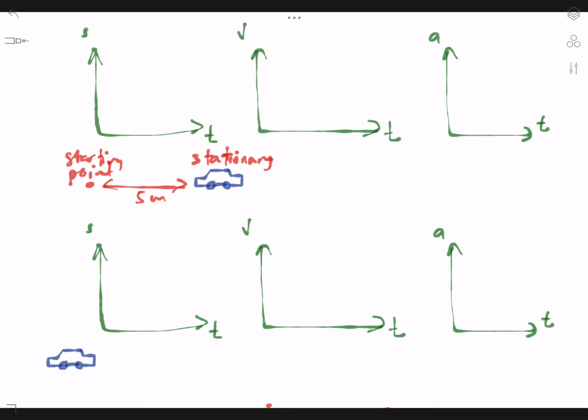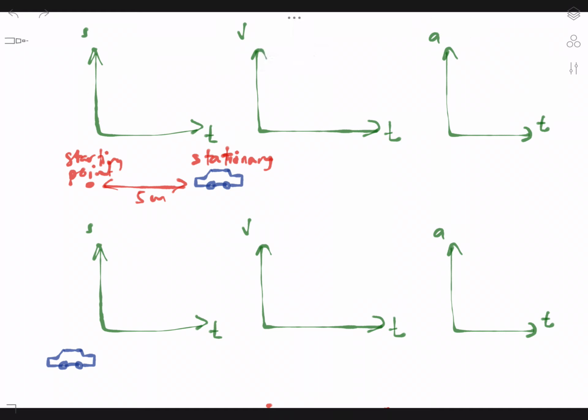Assalamualaikum. Let us look at this slide. We are going to learn and see the relationship between the displacement-time graph, the velocity-time graph and the acceleration-time graph, and how they are related to each other.